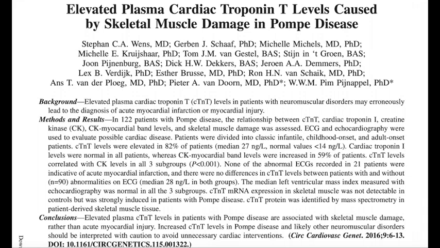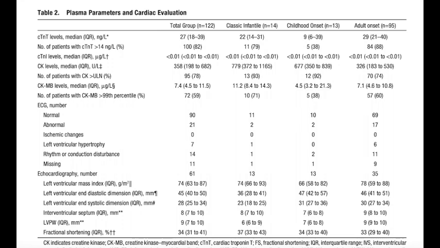This study by Wens and colleagues was published in 2016 in Circulation Cardiovascular Genetics. They looked at 122 patients with Pompe disease. They found that cardiac troponin T was elevated in 82% of patients, whereas cardiac troponin I was normal in all patients. They also found that CKMB was elevated in 59% of patients. Furthermore, they found that cardiac troponin T levels correlated with creatine kinase levels. They did not find any clinical evidence of a myocardial injury.